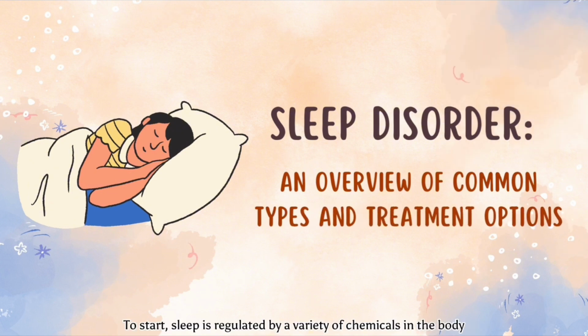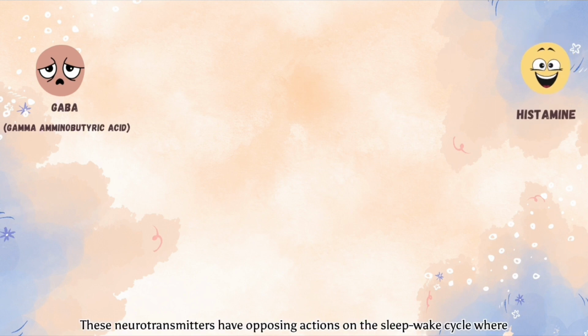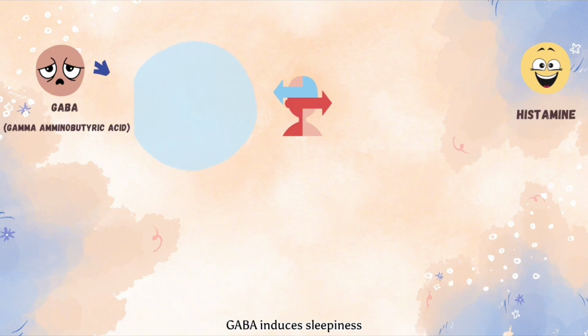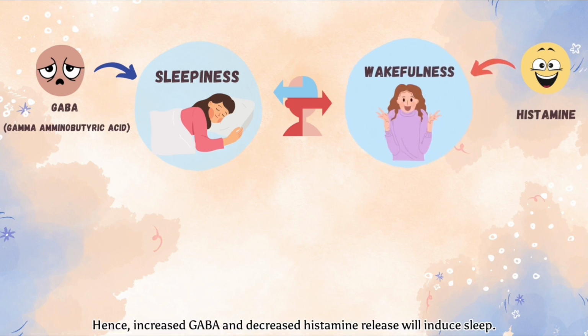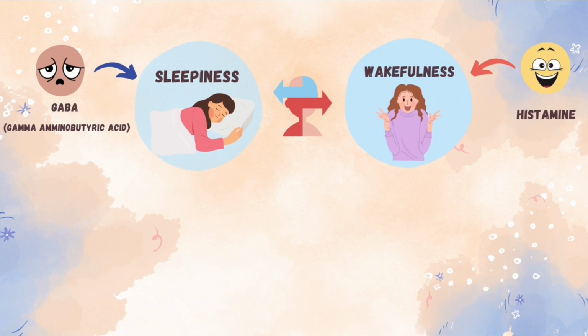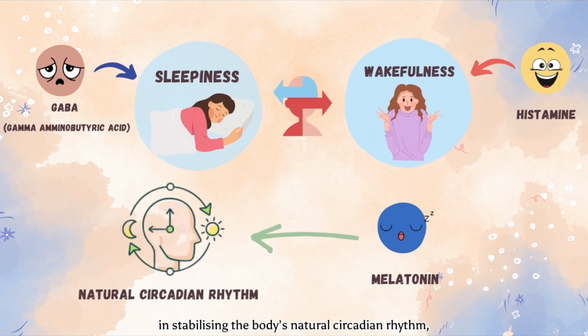To start, sleep is regulated by a variety of chemicals in the body such as gamma aminobutyric acid, GABA, and histamine. These neurotransmitters have opposing actions on the sleep-wake cycle, where GABA induces sleepiness, while histamine induces wakefulness. Hence, increased GABA and decreased histamine release will induce sleep. On the other hand, melatonin, a hormone, plays an important role in stabilizing the body's natural circadian rhythm as it synchronizes the body with the environment's light-dark cycle.